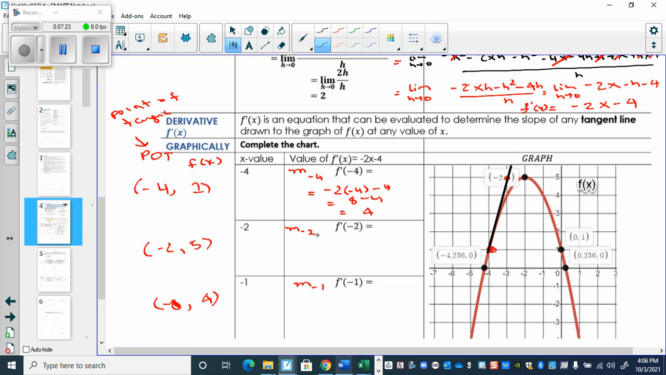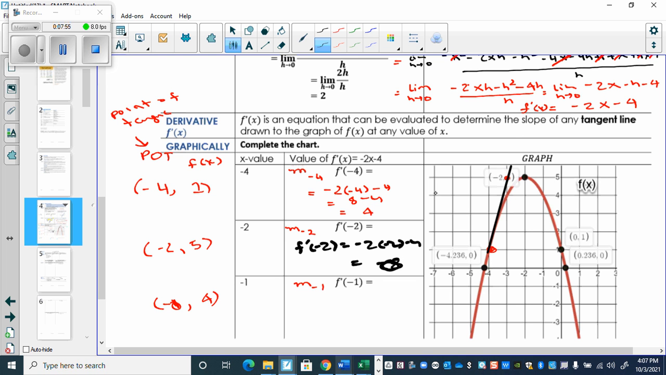All right, remember next I have f prime of -2 equals -2 times -2 minus 4, or -8, or no, 0. The slope here is 0.